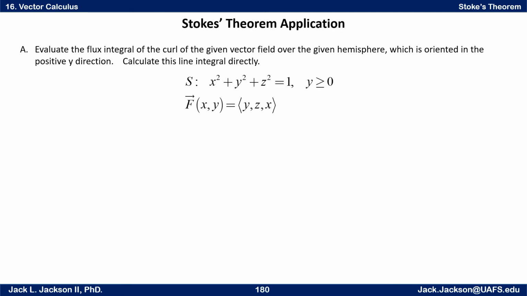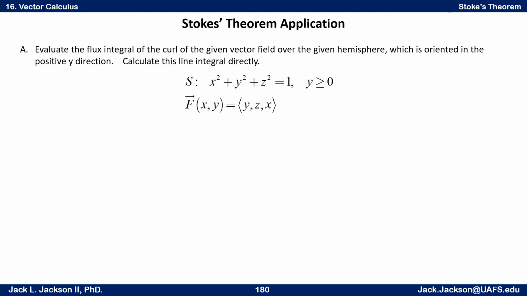All right, let's do a 3D version. Let's do Stokes' theorem. So let's evaluate the flux integral of the curl of the given vector field over the given hemisphere, which is oriented in the positive y direction, and calculate this integral directly. So the surface is x squared plus y squared plus z squared equals 1. That's going to be a hemisphere with y greater than or equal to 0. The y greater than or equal to 0 cuts it in, so it's only a hemisphere, not a full sphere. And the vector field F is y, z, x.